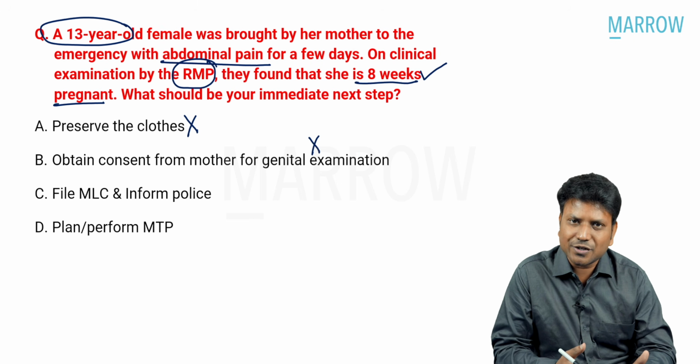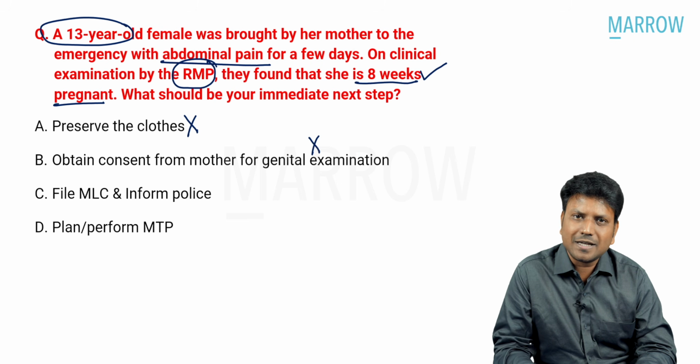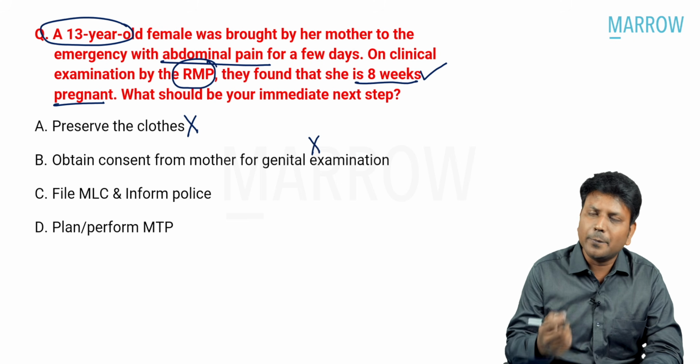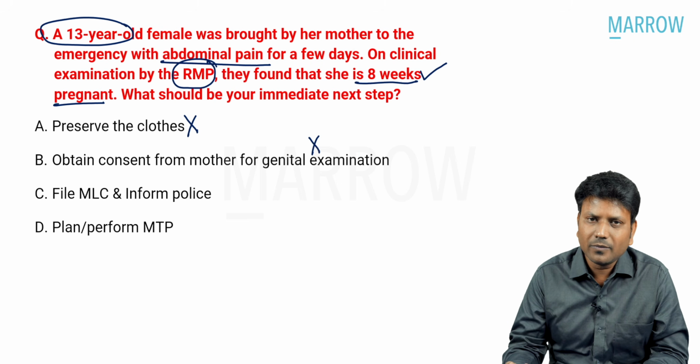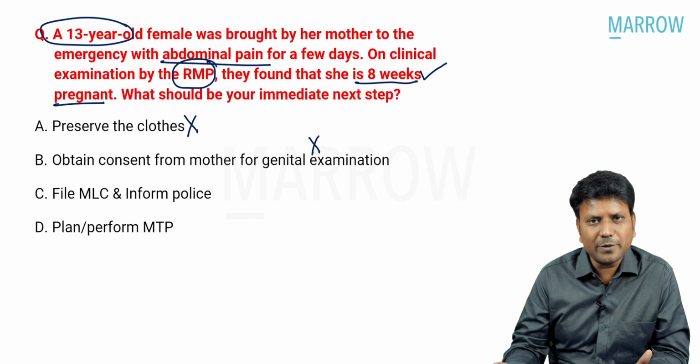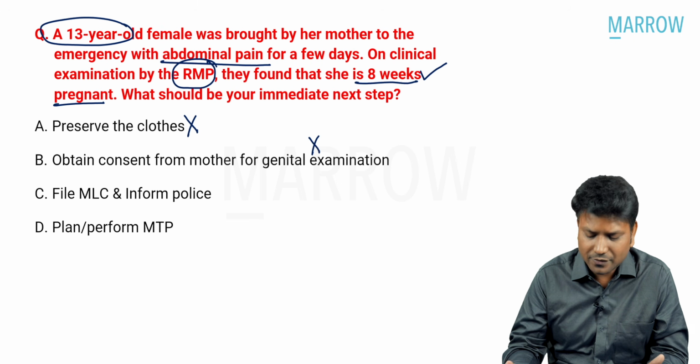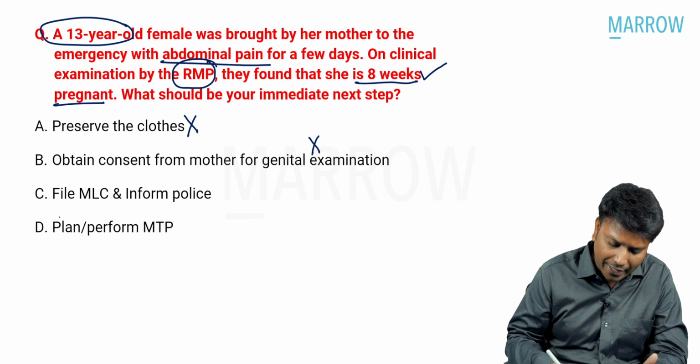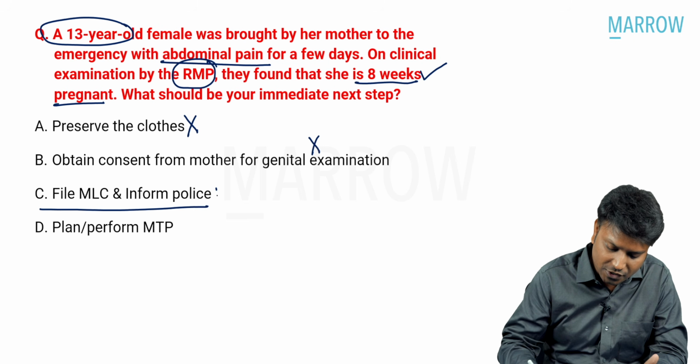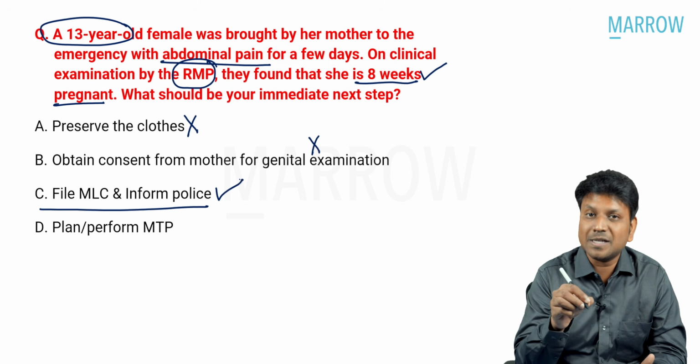If she's a recent sexual assault, you can do a genital examination for the purpose of preserving a vaginal swab. But here she is already 8 weeks pregnant. There is no point of taking a vaginal swab at all. File an MLC, inform the police. That is very important because she is a minor.